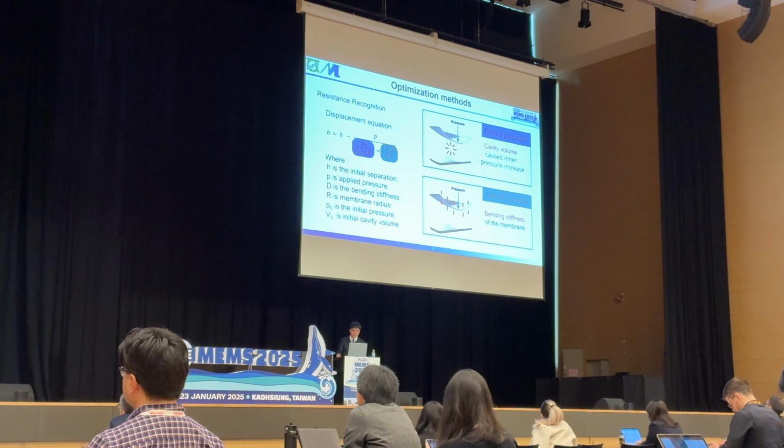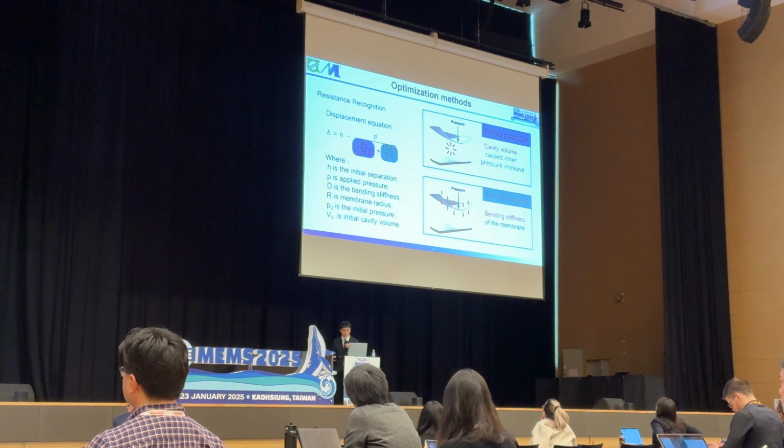So in order to increase the sensor sensitivity, our first step is to identify the parameter that resists the diaphragm deformation. Based on the diaphragm displacement equation and our sensor structure, we identify that the primary parameter that resists our diaphragm deformation is the limitation of the cavity volume. Because when the diaphragm deforms, the inside cavity volume will be compressed, which causes the inner pressure to increase. So if we want to increase our sensor sensitivity, increasing the cavity volume is a very efficient way.